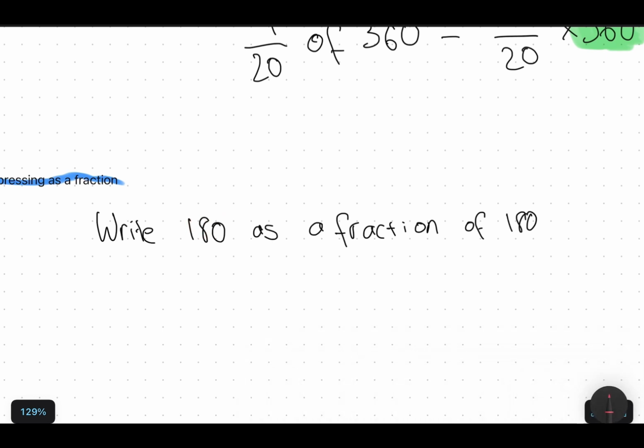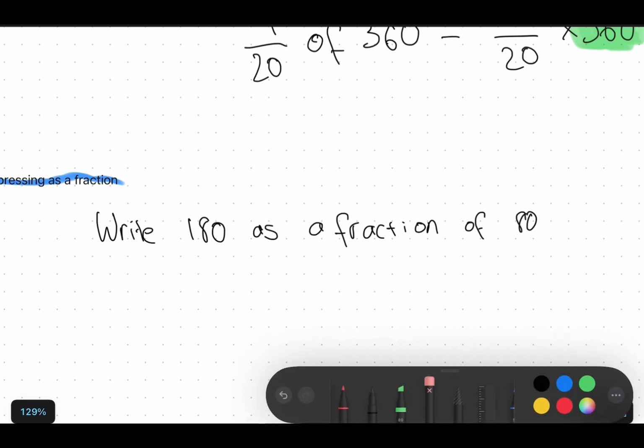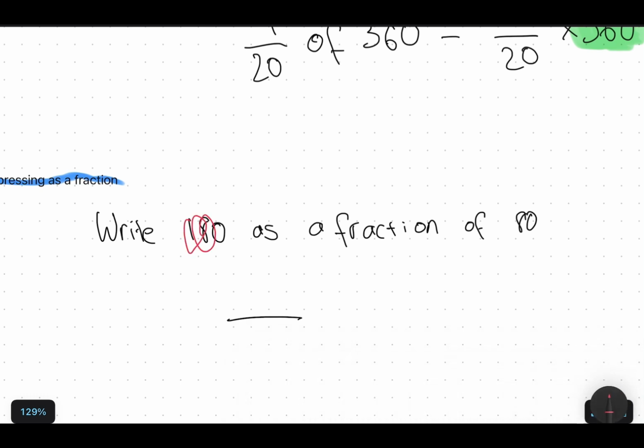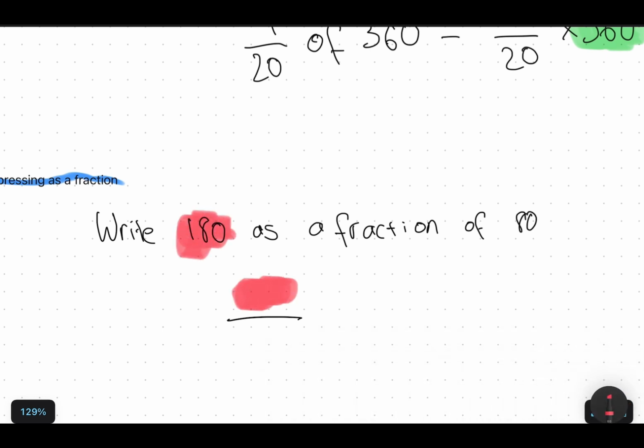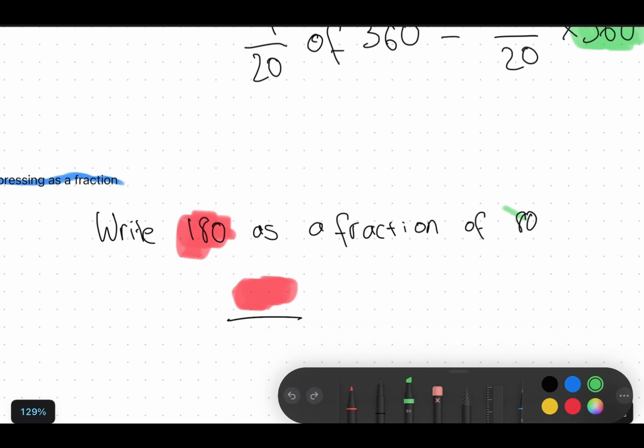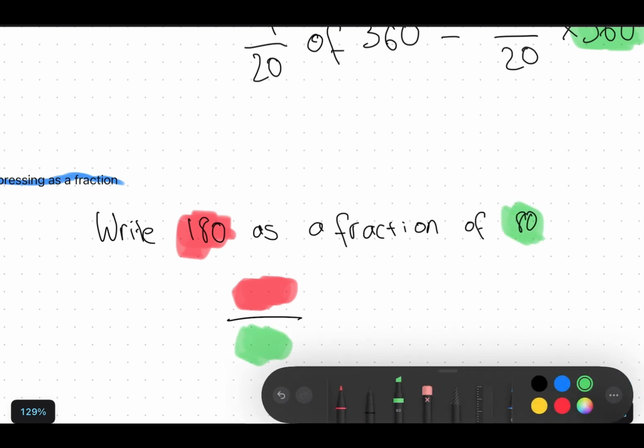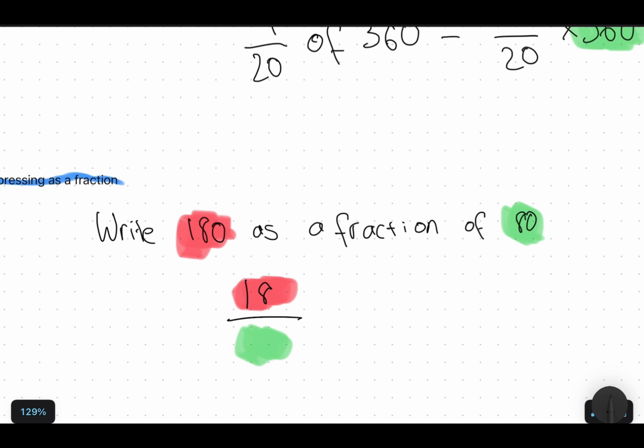So, basically, in order to do this question, what we have to do is draw a line, and then we put the top number on the top of the line, and the other number, let me do that in another color so that's a bit clearer, on the bottom of the line. So that gives us 180 over 80.